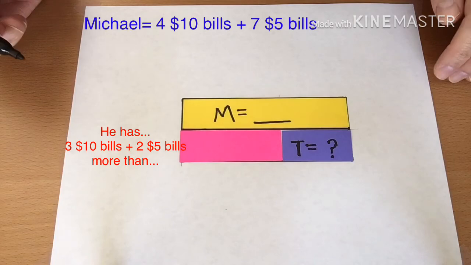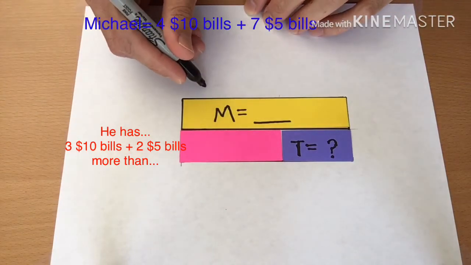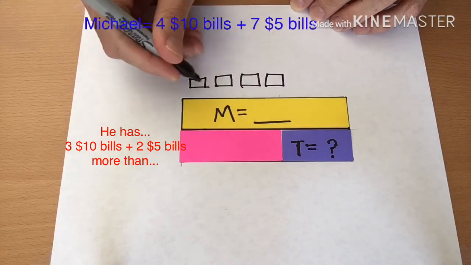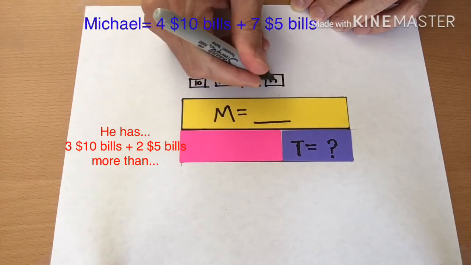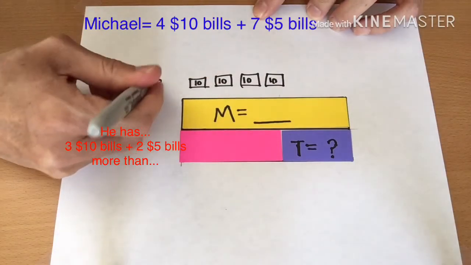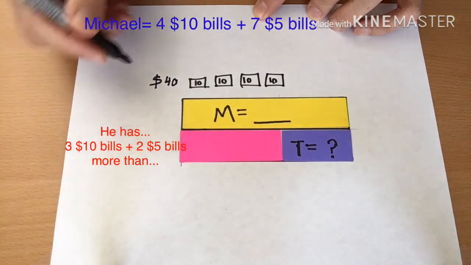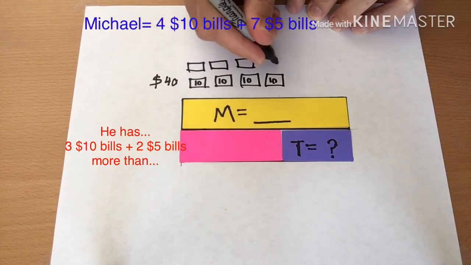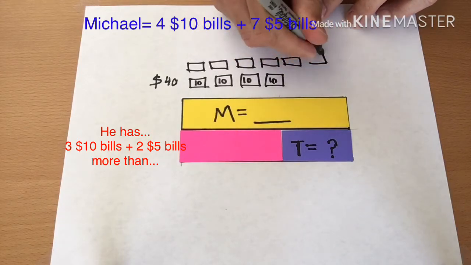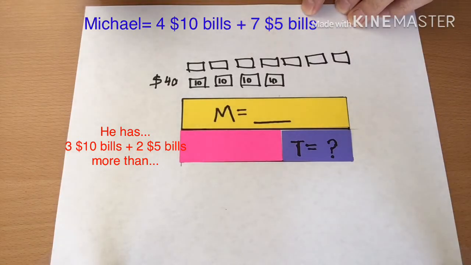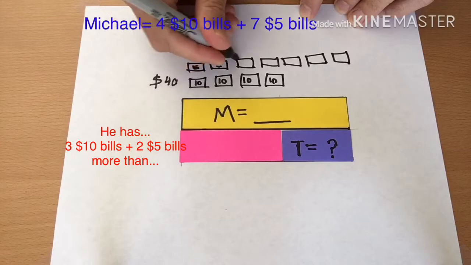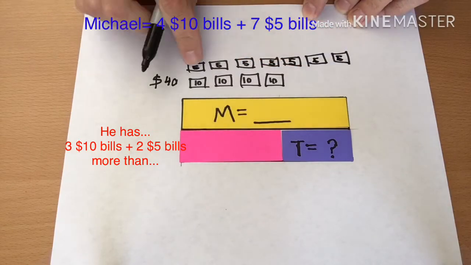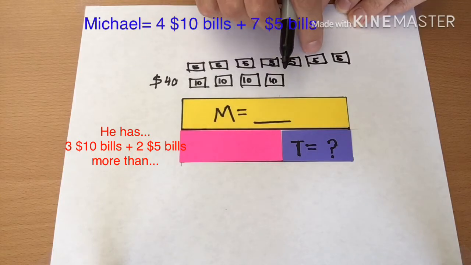It says that Michael has 4 $10 bills and 7 $5 bills. 1, 2, 3, and 4 tens. So you skip count by tens, and of course that equals $40. But that's not all. He has 7 $5 bills. 1, 2, 3, 4, 5, 6, and 7 $5 bills. So inside each one, we're gonna write down 5, and then we're gonna have to skip count by 5s. 5, 10, 15, 20, 25, 30, $35.